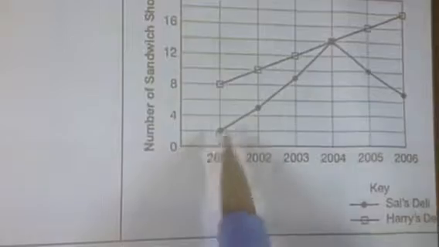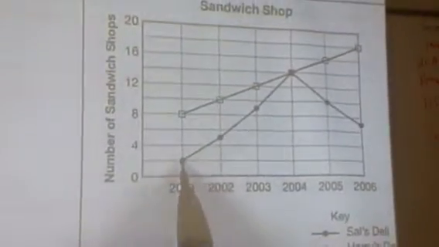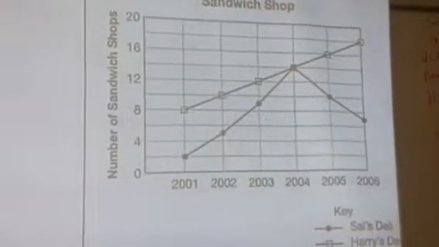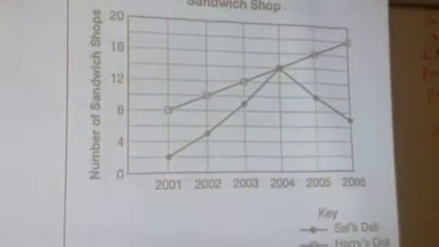Now, if you wanted to make different conclusions, you could compare these two, talk about the difference in the number that Sal sold in 2001 to the number that Harry sold in 2001. You could compare the number they sold in 2002. You could say that Harry sold more in each year except for in 2004 when they sold the same amount. This is just one conclusion that I'm making.